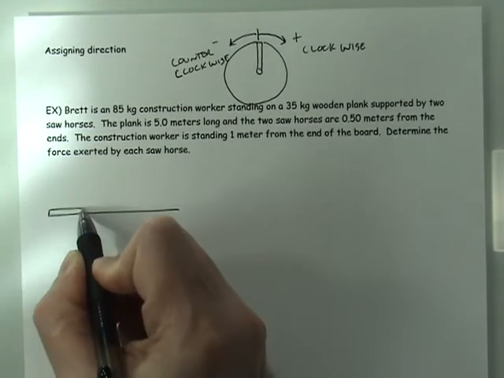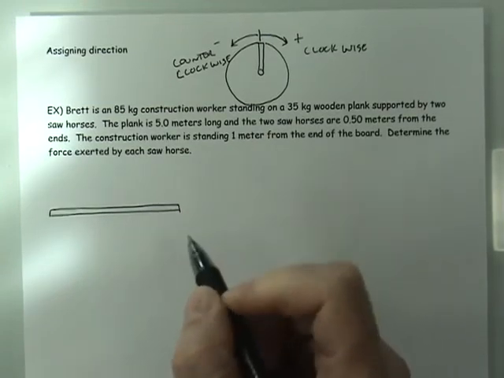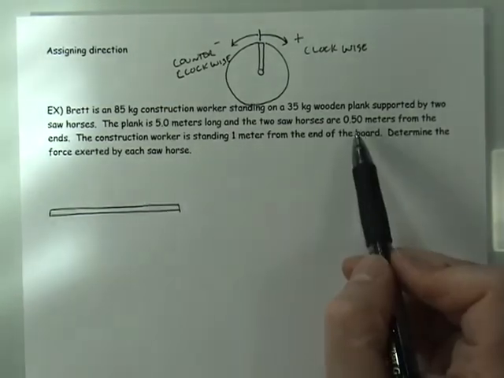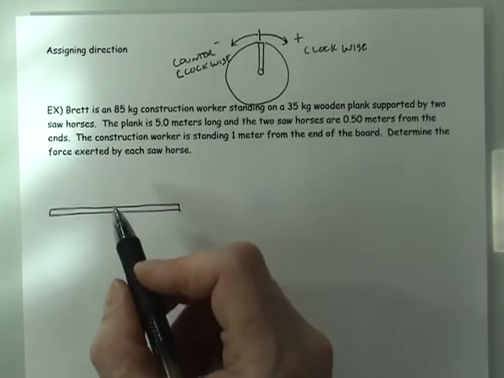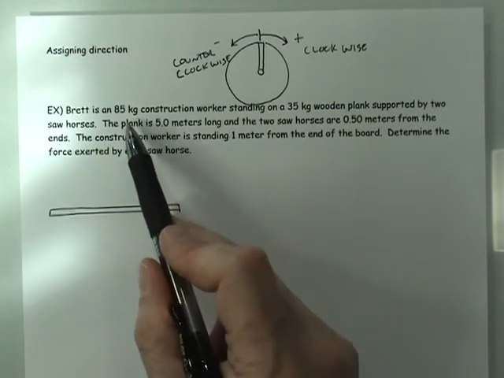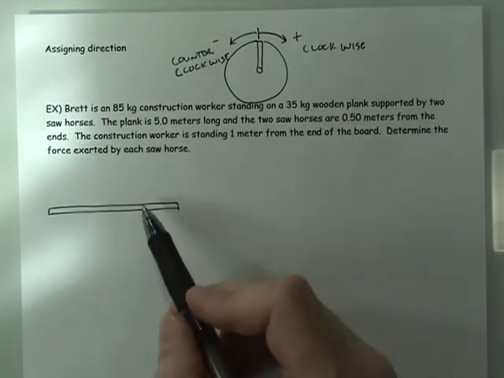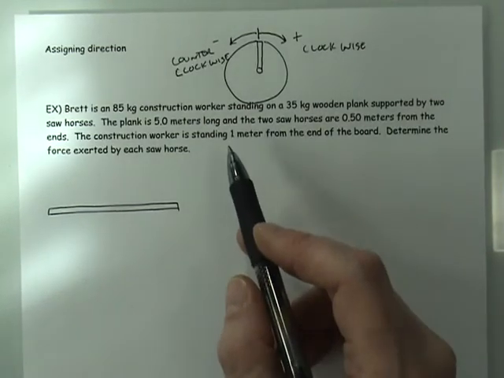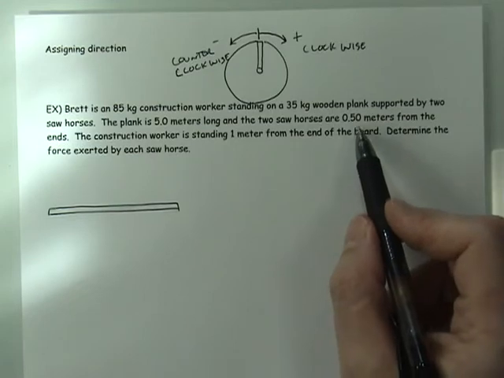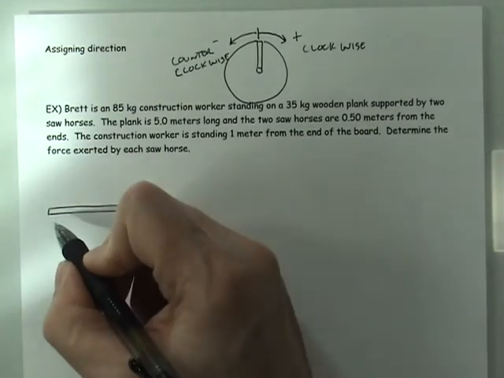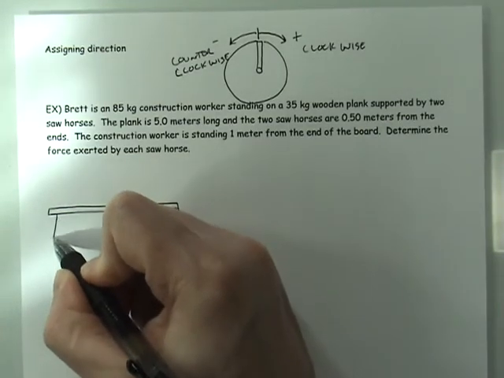So we have a long board. The board in this case is 5 meters long. And we have a person who is standing, right? So a construction worker who is 85 kilograms is standing on a 35 kilogram wooden plank supported by two sawhorses. The two sawhorses are 0.5 meters from the ends. So 0.5 meters from the ends means something like this.